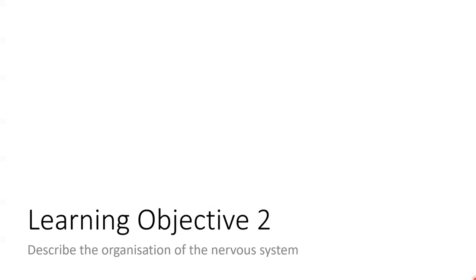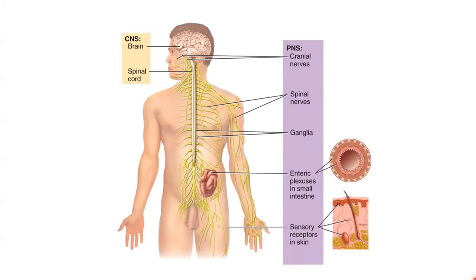So moving on from what the nervous system does to what the nervous system is made up of and how it's organised. The human nervous system consists of billions of neurons and even more neuroglia or supporting cells. This complex and intricate network of cells can be organised into two main subdivisions. The central nervous system, or CNS, consists of the brain and the spinal cord.